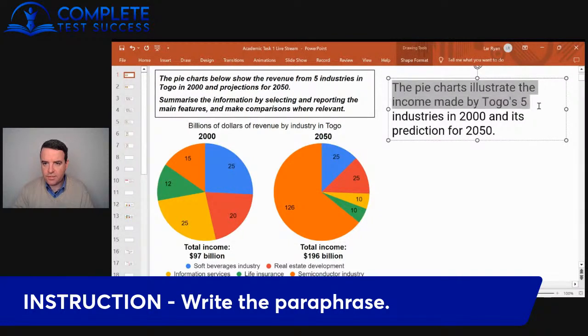The pie charts illustrate the income made by 5 of Togo's industries. Now, that seems very similar, but when you say by Togo's 5 industries, that means that they only have 5 industries rather than several industries. That's why I've changed that little bit of grammar there. We don't know whether Togo does or doesn't have more than 5 industries, so let's just use it in that way. And then the next part you said, and its prediction. So what is it in this situation? It's Togo's 5 industries, so and their predictions for 2050.